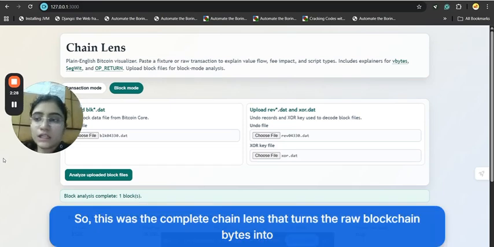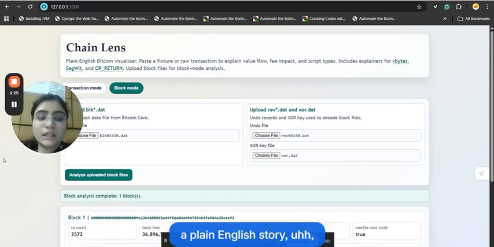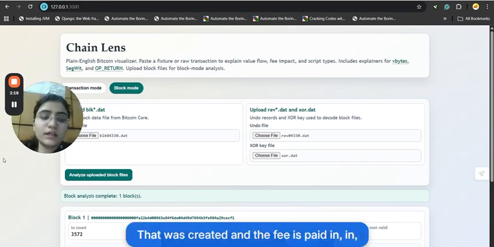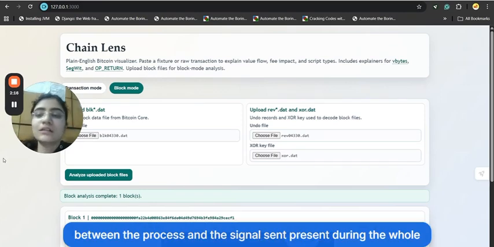So this was the complete chain that turns the raw blockchain bytes into a plain English story with the old value spent, the new value that was created, and the fees paid in between the process, and the signals present during the whole transaction.